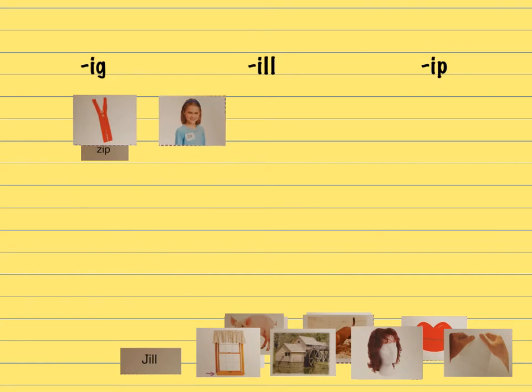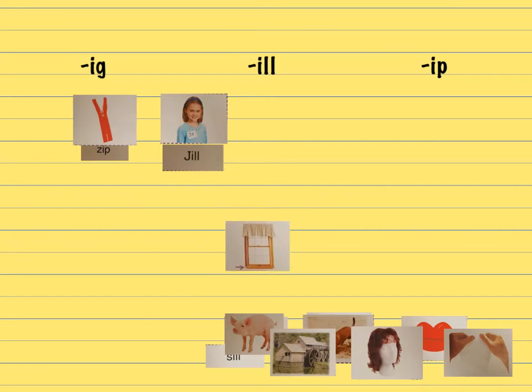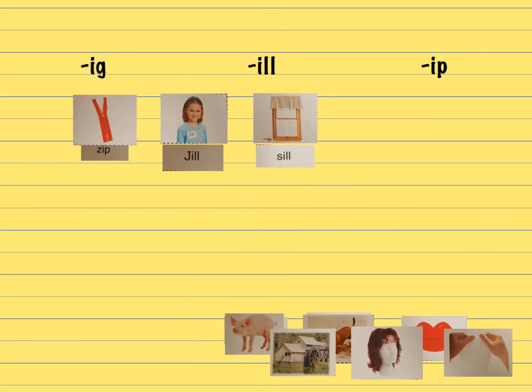This is a picture of a girl, and her name is Jill. This is a picture of Jill. This is a picture of a sill. The sill is the bottom part of a window.